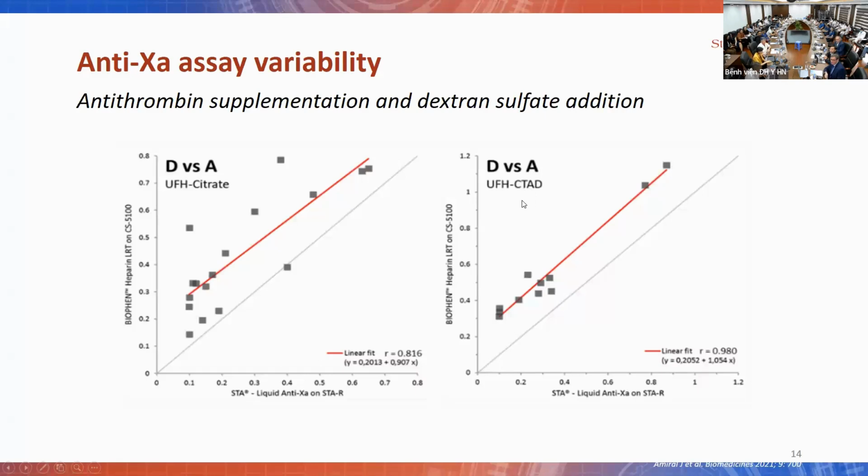CTAD stands for citrate, theophylline, adenosine, dipyridamole, which are substances that will inhibit platelet activation. And we know that when platelets are activated, and this may happen during the blood draw or in the tube, they will release platelet factor 4, and this platelet factor 4 will artificially neutralize the heparin which is present in the tube. But there is no difference whether you use one or the other kind of tubes.